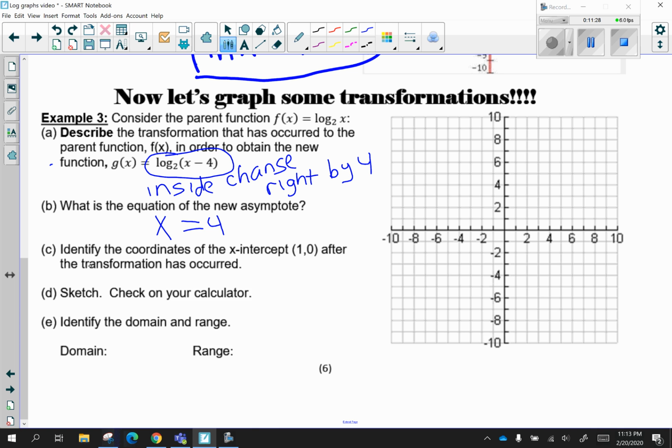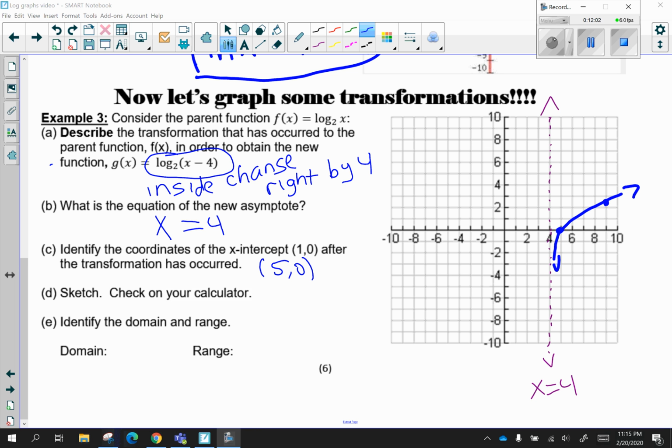Then it says to identify the coordinates of the x-intercept (1, 0) after the transformation has occurred. Well, if log base 2 of x has the point (1, 0), and we're going to the right by 4, 1 plus 4 is 5, so (5, 0). Now let's sketch this and check it on your calculator. So pause the video to check it on your calculator and then sketch it.